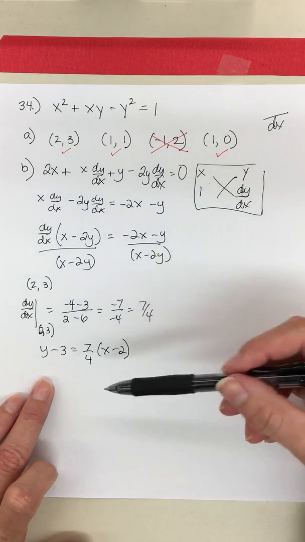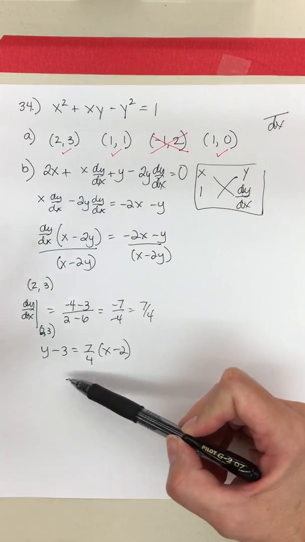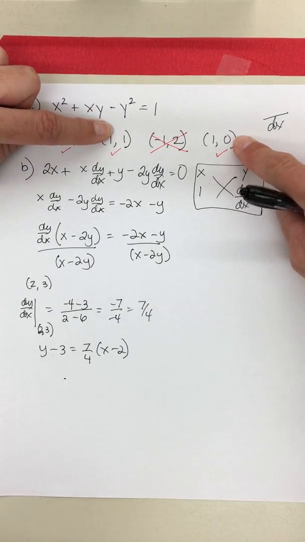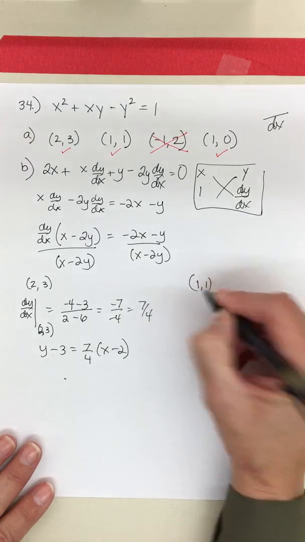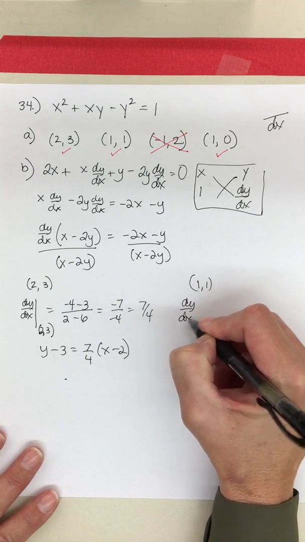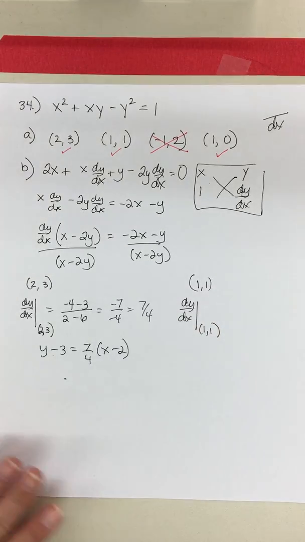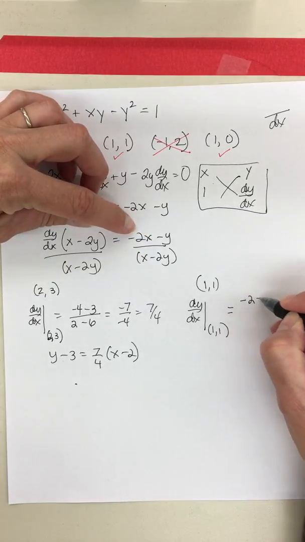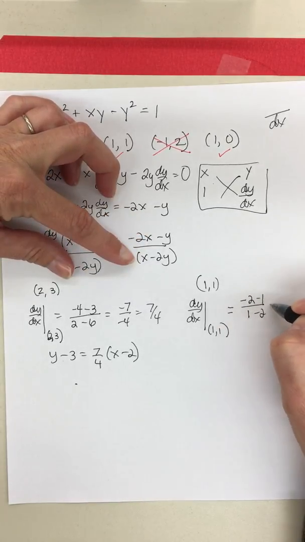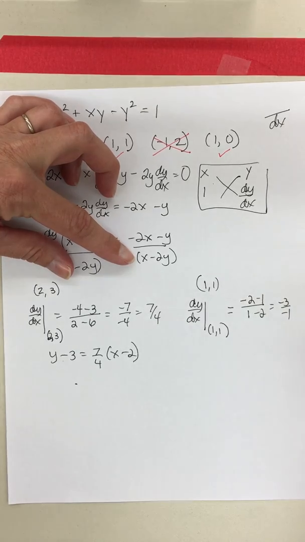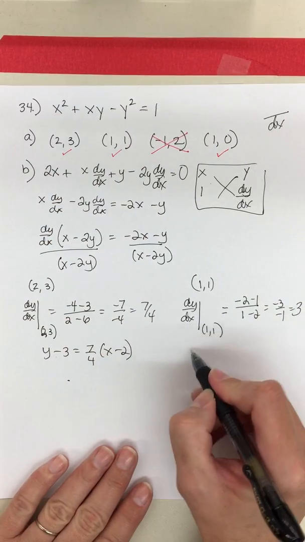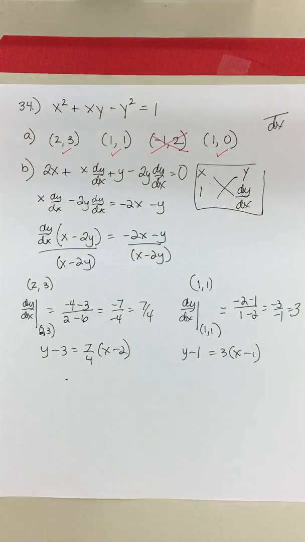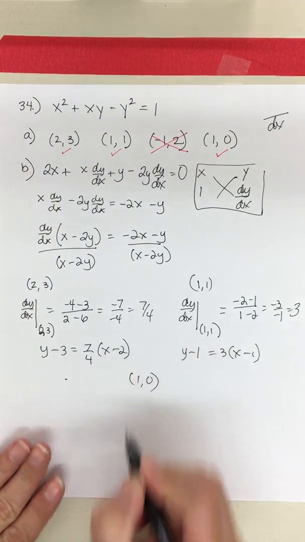Okay? But unfortunately, you're not done. That's just the tangent for this point. You now have to do this process again for each of the other 2 points. Okay, so I'll do one more. At 1, 1, dy/dx evaluated at 1, 1 would be, plug in 1 for the x and 1 for the y, and you'd get negative 2 minus 1 over 1 minus 2. So that's negative 3 over negative 1, which is 3. So my equation for this point would be y minus 1 equals 3 times x minus 1. And do that one more time for the point 1, 0, but I'm not going to do it. You go ahead.